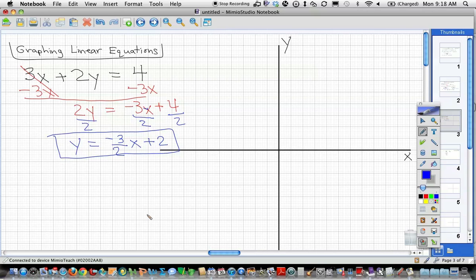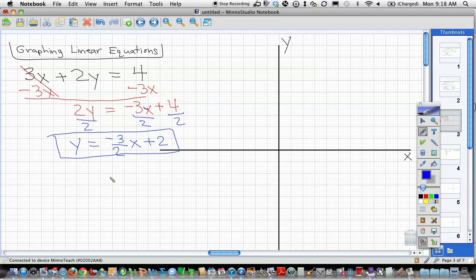Now, there were about 3 ways we learned to graph. I'm not going to confuse it by going through all the different ways. But we're going to talk about 2 of them, and we're going to actually narrow it down to 1, probably the fastest one. So I don't want you to write this down right now, okay?